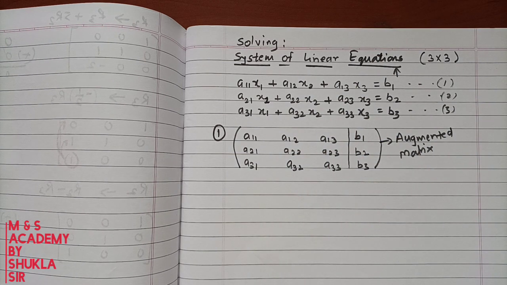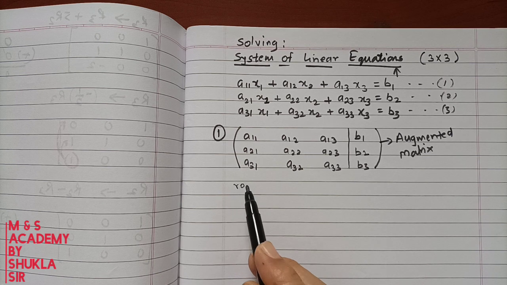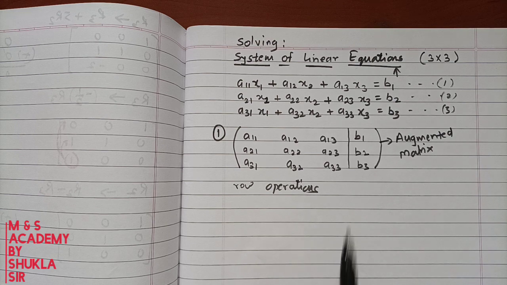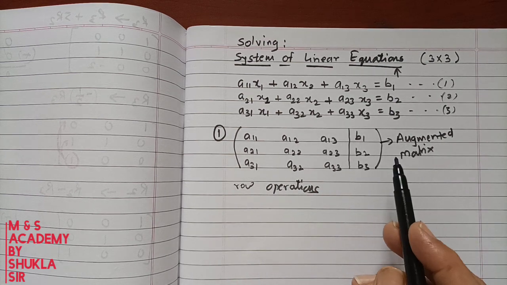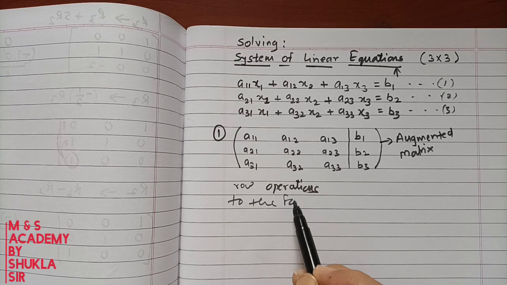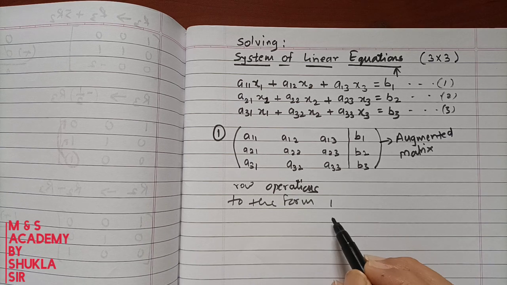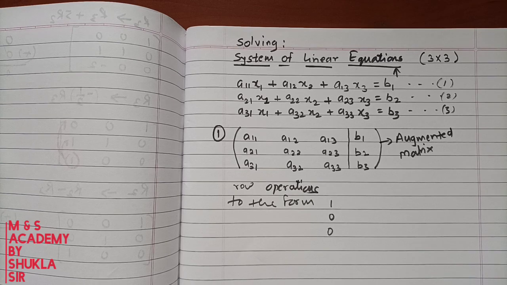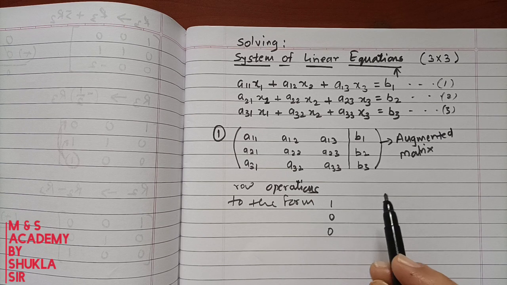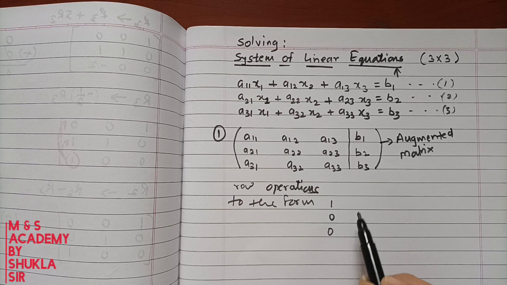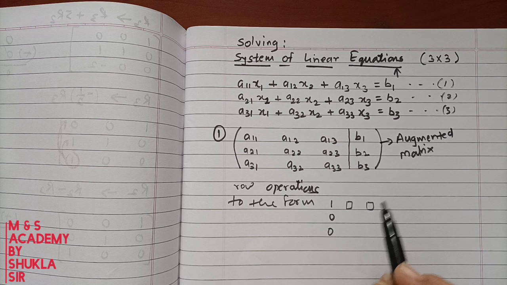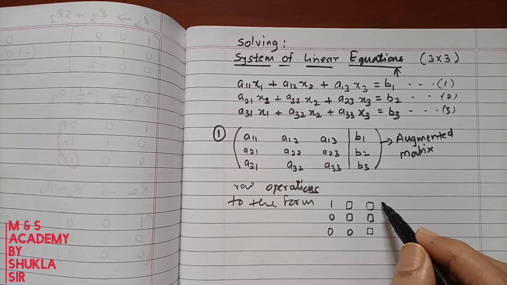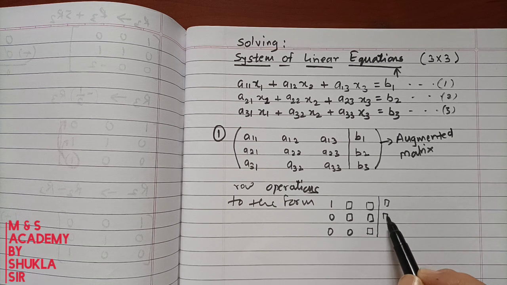Now, our job is to use row operations to reduce this augmented matrix to the form 1, 0, 0, then some number, and so on, with a 0, a number, draw the line. This one is also a number, this one is also a number, this one is a number.